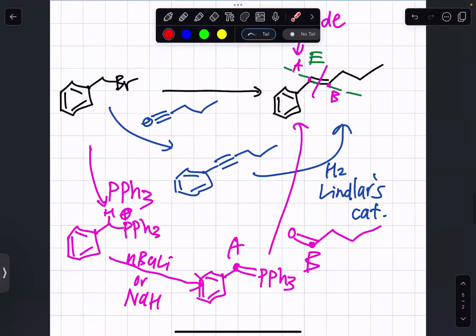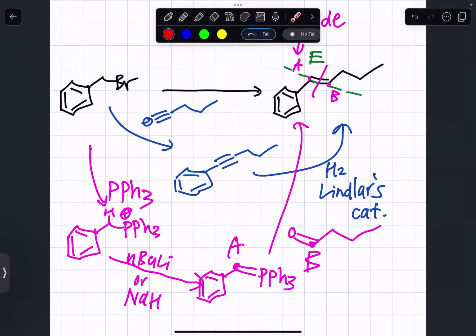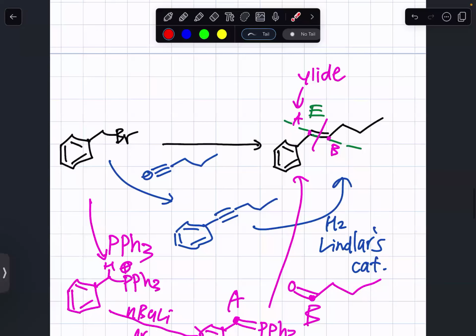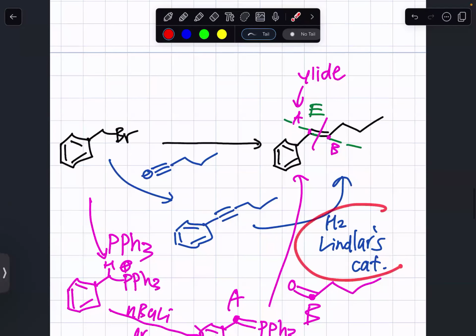But I found one problem with your way. It's the last step, because it would be syn addition. And Lindlar's catalyst is a poisoned catalyst, which stops at what kind of alkene, cis or trans? Yeah, cis alkene, but we don't have a cis alkene here. We have a trans alkene.